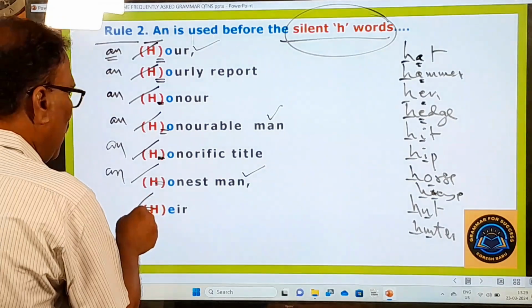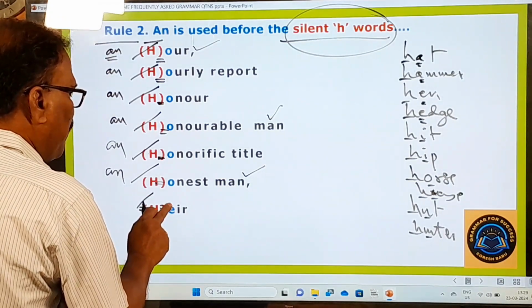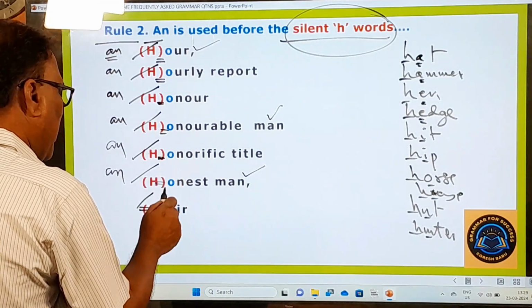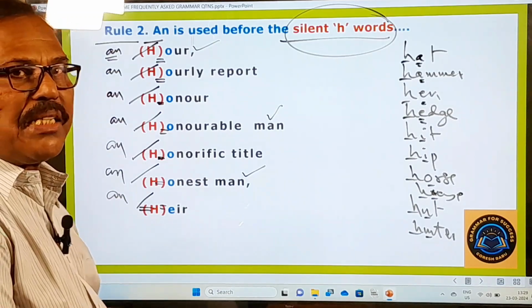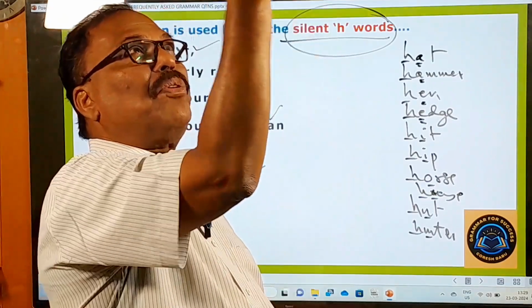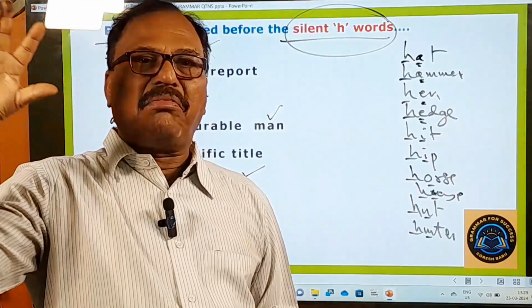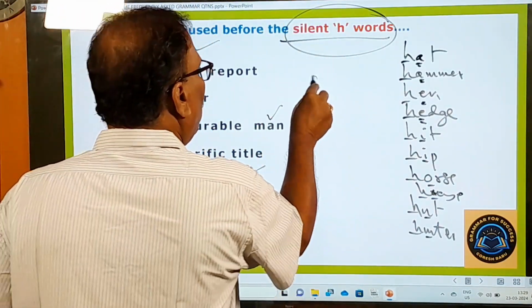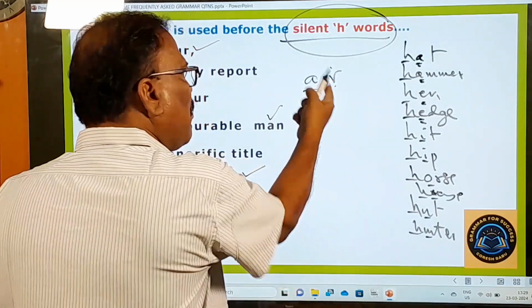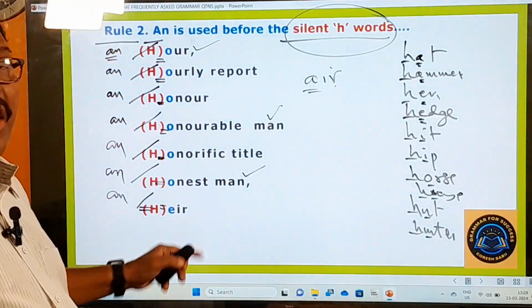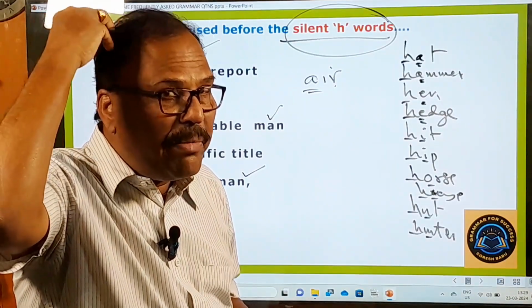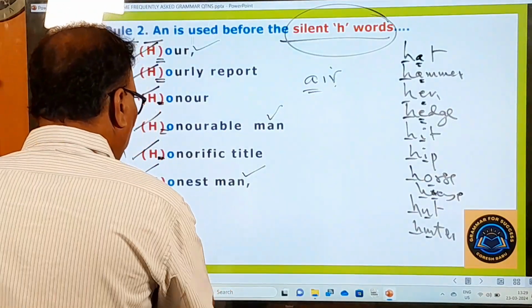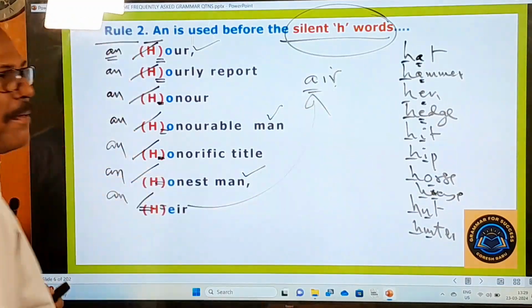And then comes heir is there. Heir. In this H is silent. We are pronouncing the word from E. E is giving a vowel sound, and that's why we use an before that. And please, heir, we have to pronounce it as air, just as you pronounce the word air. How do you pronounce this word? Air. So similarly, you have to pronounce this word heir. Don't say hair. Hair means this is the hair. We have to pronounce this word like this, air.